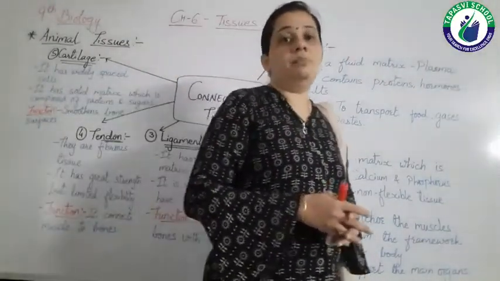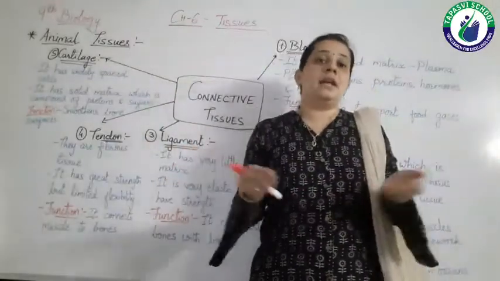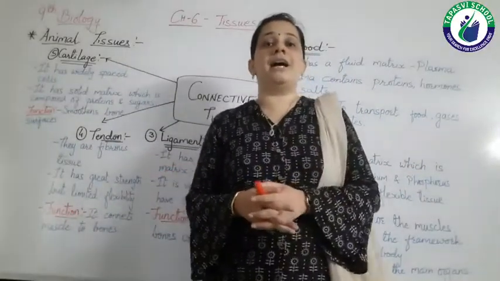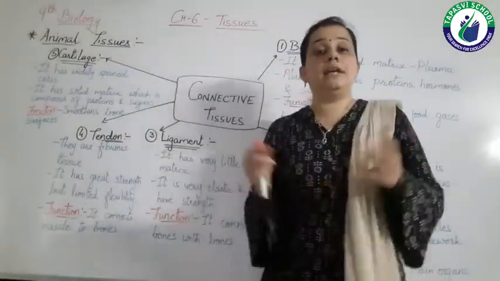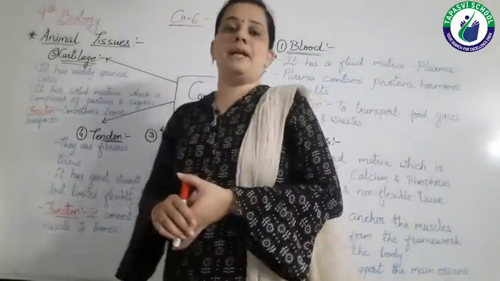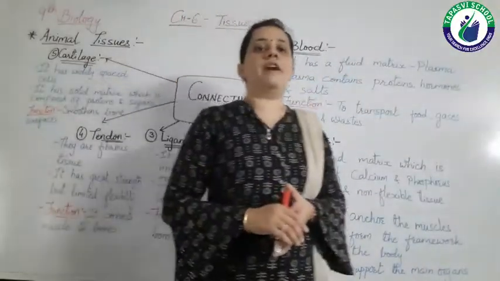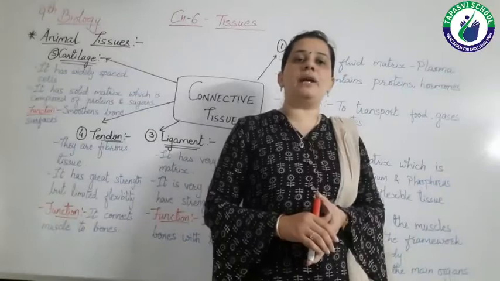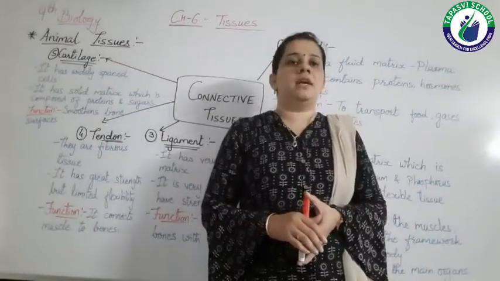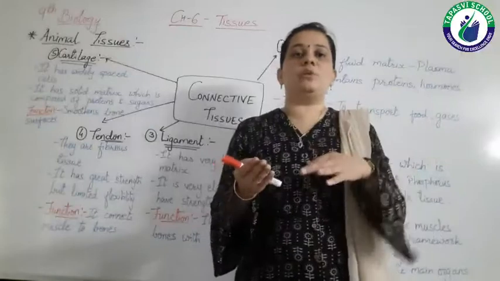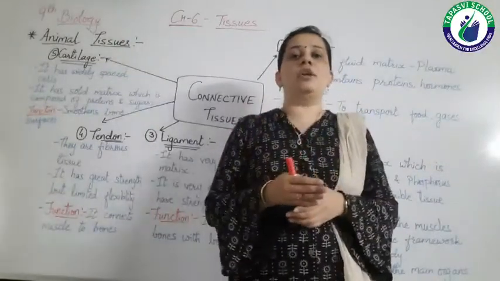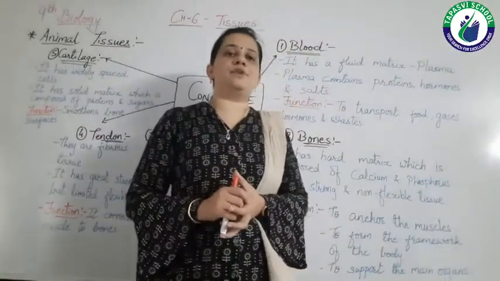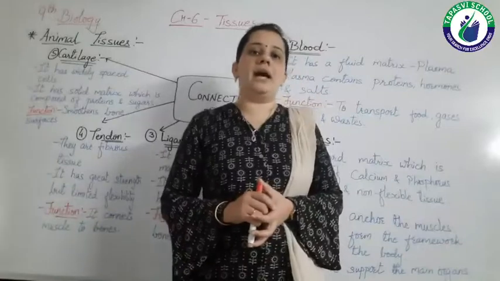This matrix may be a jelly-like substance, it may be a liquid or fluid, or it may be a hard solid-like substance. The nature of this matrix depends on the function of various types of tissues. Means different tissues are embedded in different types of matrix, that is solid, fluid, liquid, jelly-like. It depends on their function. So let's study different types of connective tissues one by one.